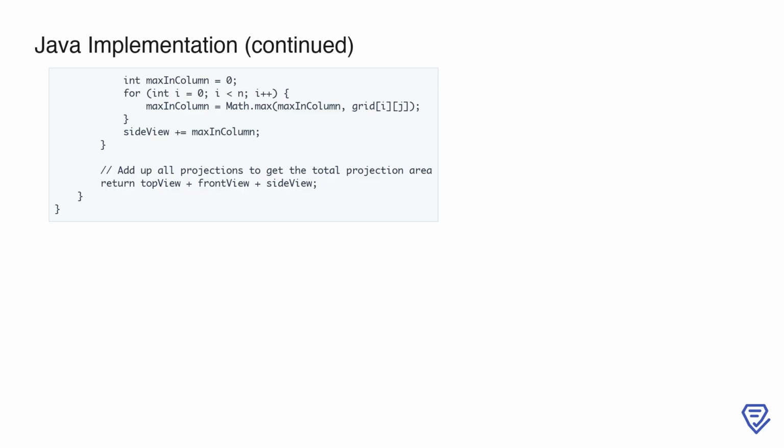We add these maximum values from all columns to the side view projection. Finally, to get the total projection area, we sum up the top view, front view, and side view projections and return the result. This approach ensures that all three projections are calculated efficiently, giving us the overall projection area of the 3D shapes represented in the grid.